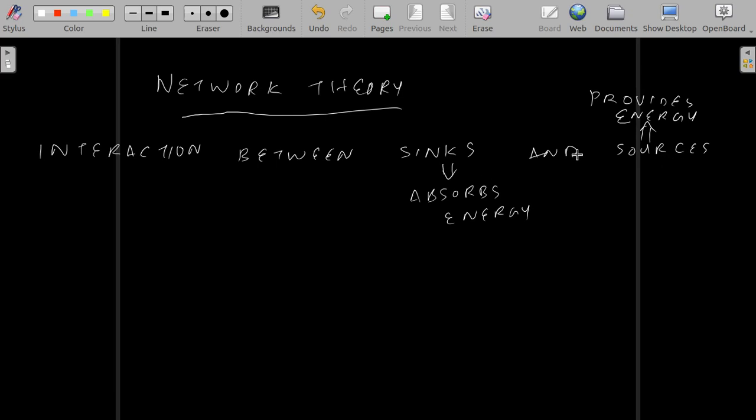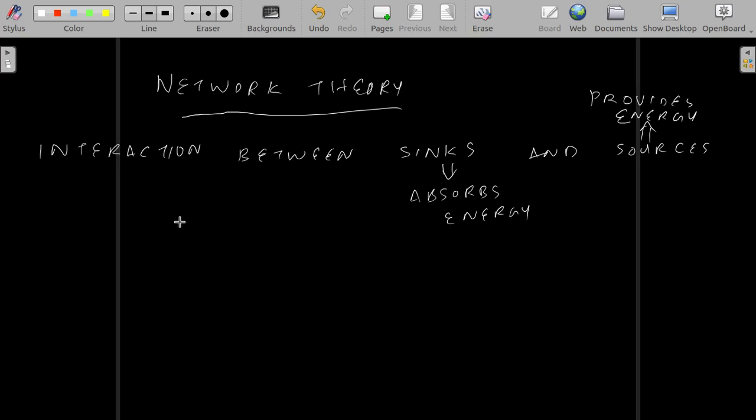And sometimes what we identify as a source, for example a voltage source, under certain conditions may act as a sink. So it completely depends on the configuration of the network or circuit which element is a source and which element is a sink. But in general, we can say certain elements are sources and certain elements are sinks.